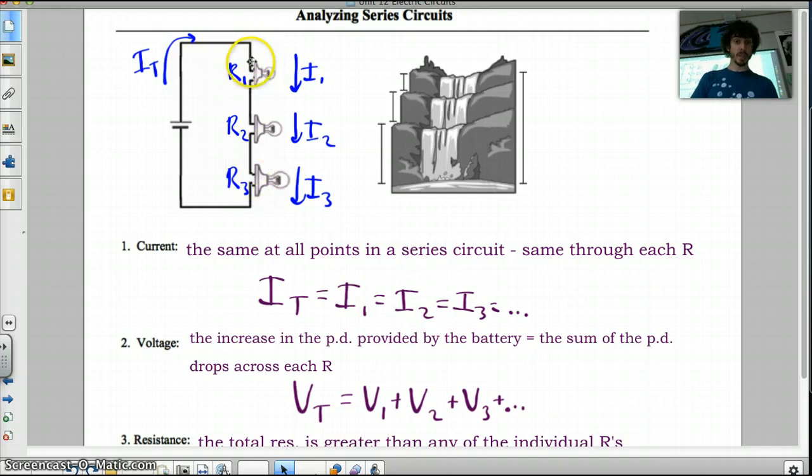But the current that flows in and out of resistor 1 is the same current that flows in and out of resistor 2, and same for 3. So we say I_T equals I1, I2, I3.